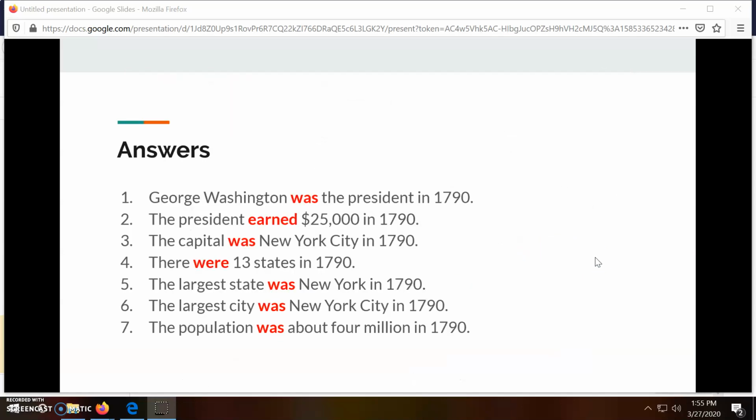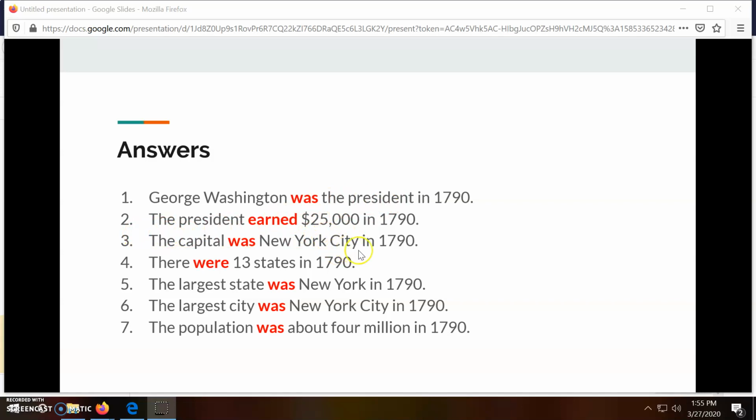All right, I hope you have the correct answers. These are the answers. Once again, number one is George Washington was the president in 1790. The verb to be here is in the form was. It's a singular form, was.